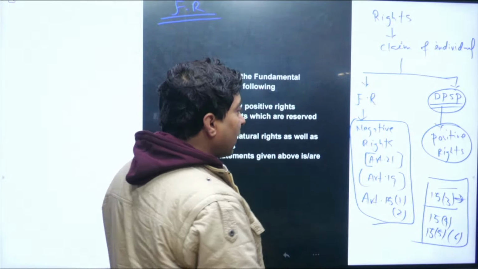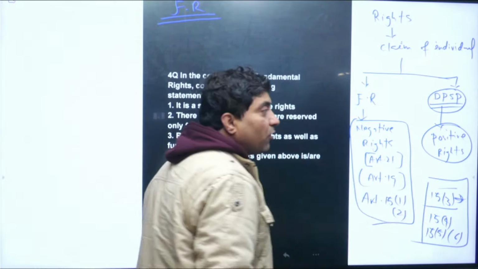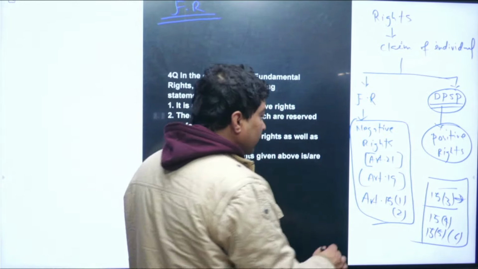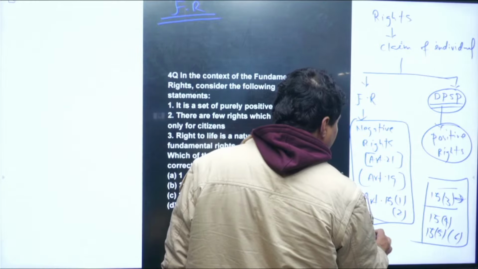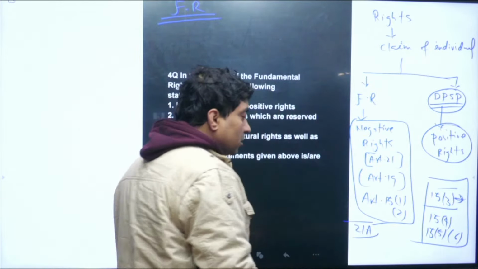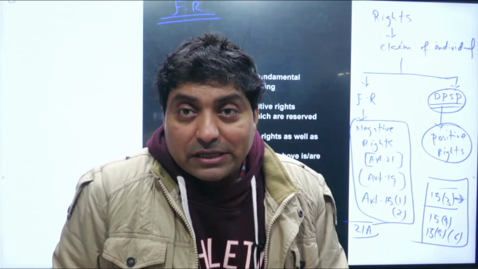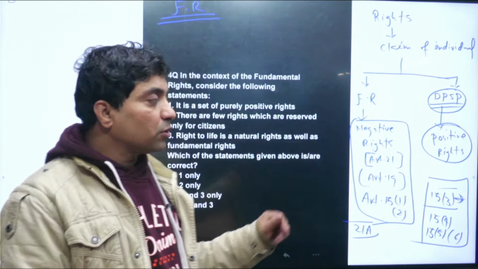For example, Article 21 is a classical example of a negative right. But if you look at Article 21A, right to education, that is basically a positive right. Now, focus on the question.